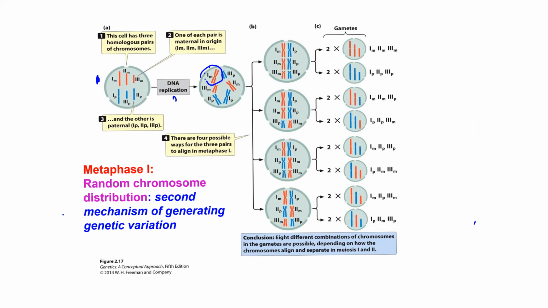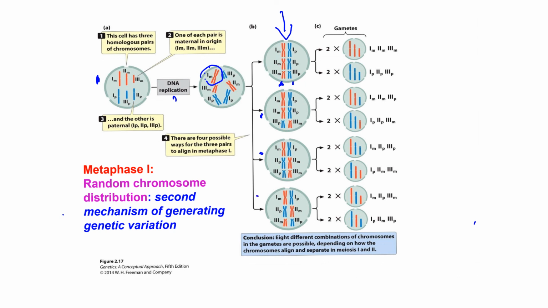Now, what happens with these homologous chromosomes during metaphase 1? You recall during metaphase 1, homologous chromosomes align side by side in the metaphase plate. Now, how do they align? It's completely random. There is no rule which would predict or dictate whether the mother's chromosomes will go on one side and the father's on the other, or whether they would make a different combination. So any combination which is outlined here is completely random and has the same chance to happen.